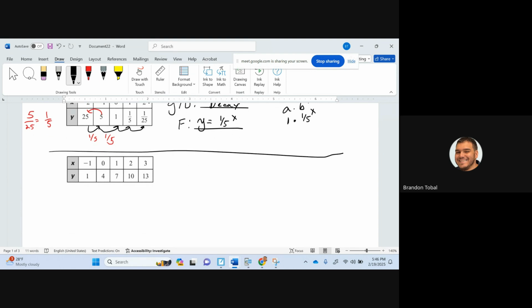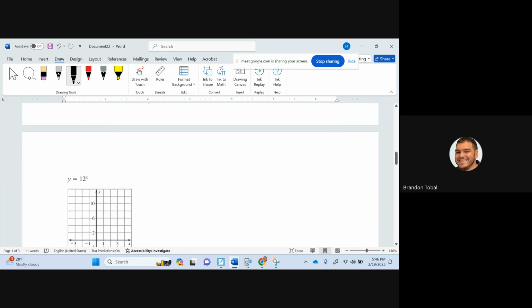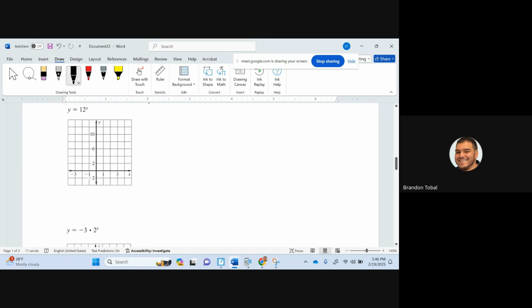In this one, hopefully you notice that the pattern is plus 3 each time. Because it's plus 3 each time, I cannot answer this question. It is not growth nor decay, so I cannot make the function for it.